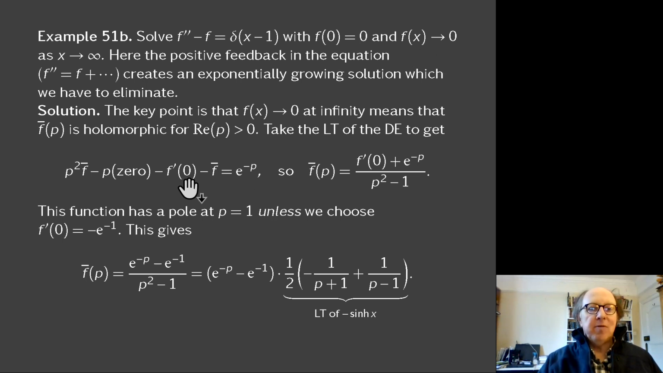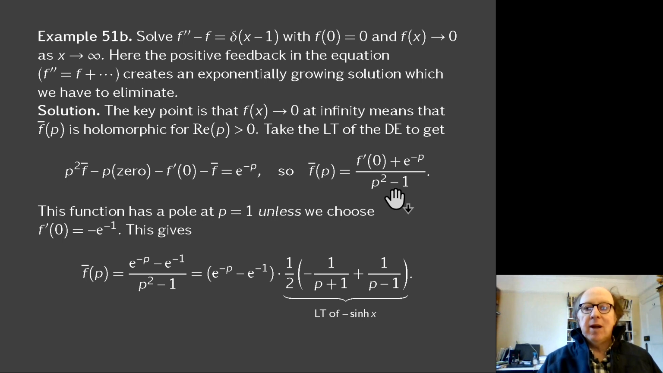So there it is, f primed of 0, an unknown constant, minus f bar, the transform of f in the differential equation, equals e to the minus p, the transform of the delta function. And so f bar of p is f primed of 0 plus e to the minus p, just taking that over, divided by p squared minus 1. Look at this, it has a pole at p equals 1. You can factorize the bottom, of course, p minus 1 times p plus 1.